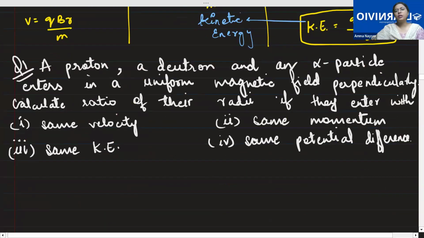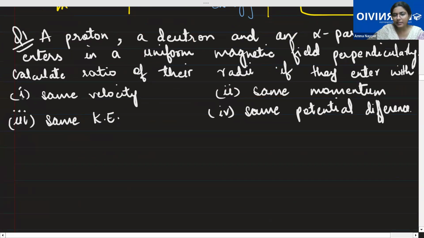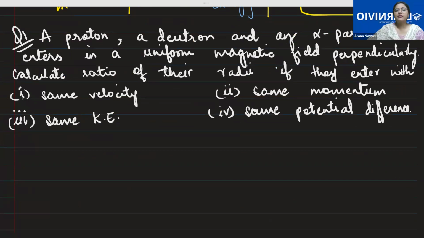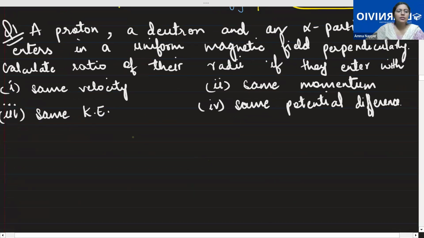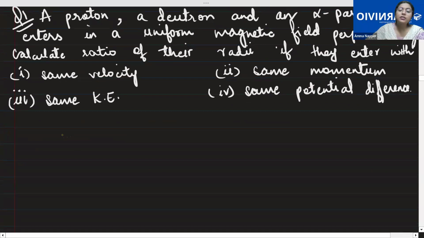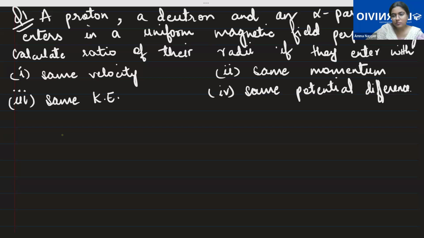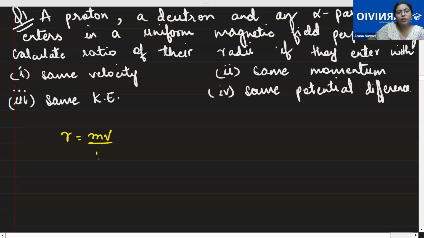The question says a proton, a neutron, and an alpha particle enter in a uniform magnetic field. Calculate the ratio of their radii if they have the same velocity, same kinetic energy, same momentum, same potential energy. See how to deal with these kinds of questions. So when it says same velocity, first tell me what's the formula of the radius? mv by qb. So radius is equal to mv by qb.